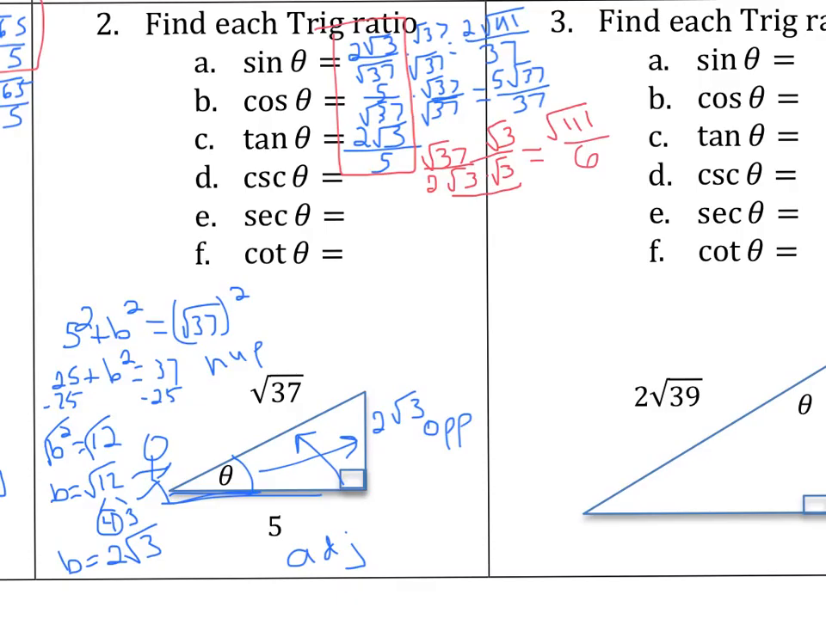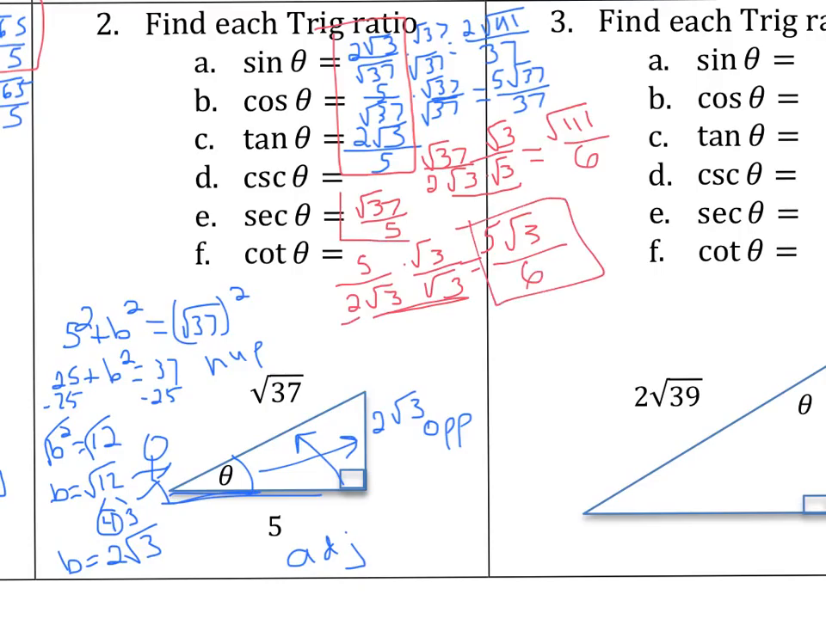And then secant, I'm going to go ahead and flip over root 37 over 5. And then cotangent is going to end up being 5 over 2 root 3, but then I can't have the root 3 in the bottom. So I have 5 root 3 over root 3 times root 3 is 3 times 2 is 6. So this is my cotangent, this is my secant, and this is my cosecant. Go ahead and do number 3 for homework.